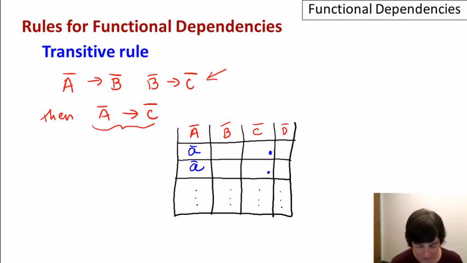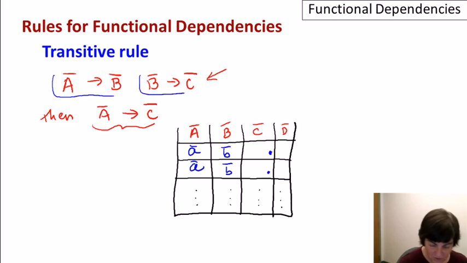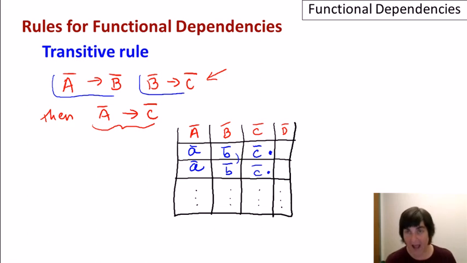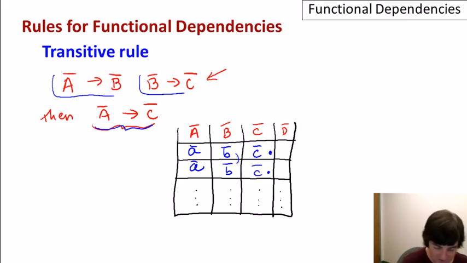So you can see what's going to happen. Using the first functional dependency, because these two A values are the same, I know their B values must be the same. Then I use the second functional dependency, and because the two B values are the same, I know the two C values are the same, and that has shown that this functional dependency holds. And you can do a similar thing to prove the other rules to yourself.